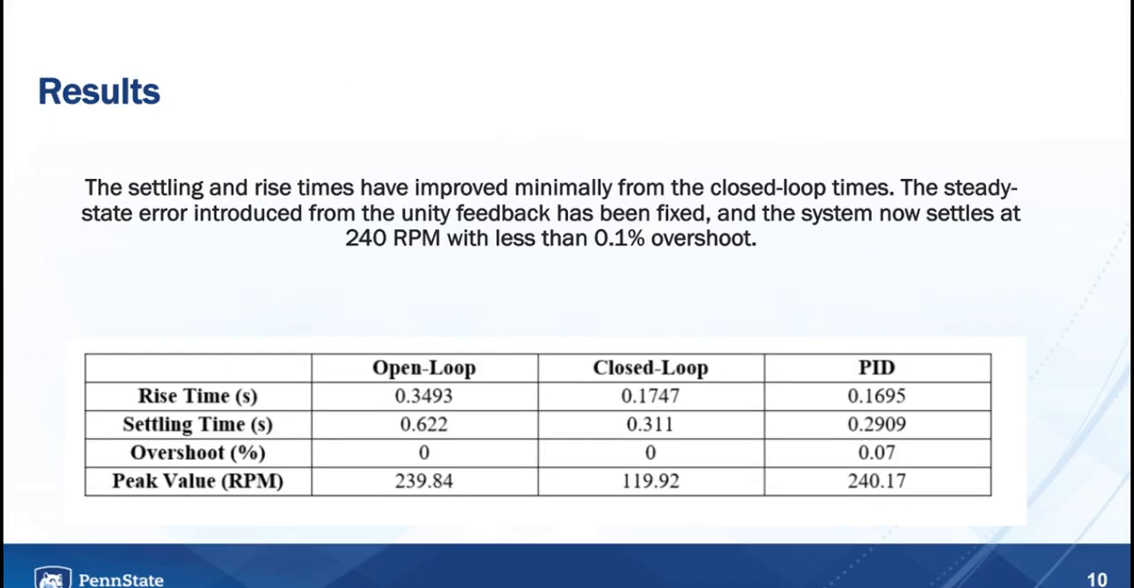As our results, we have a table that compares the open loop, closed loop, and the PID rise time, settling time, overshoot percentage, and peak value. As the results show, the rise and settling times have slightly improved from the closed loop times. The proportional gain of 2 was kept low to avoid introducing significant oscillation and overshoot. The steady state error introduced in the closed loop section has been fixed, and the system now settles at 240 RPM with less than 0.1% overshoot.